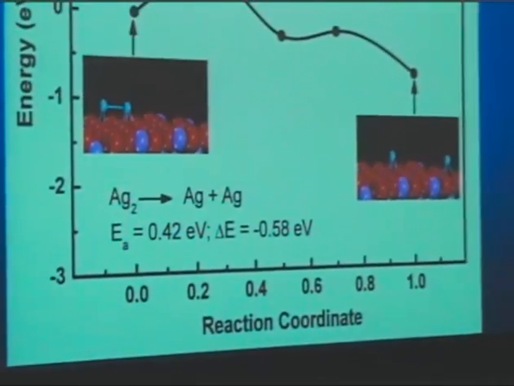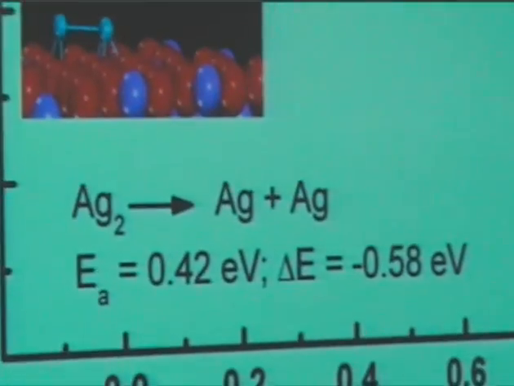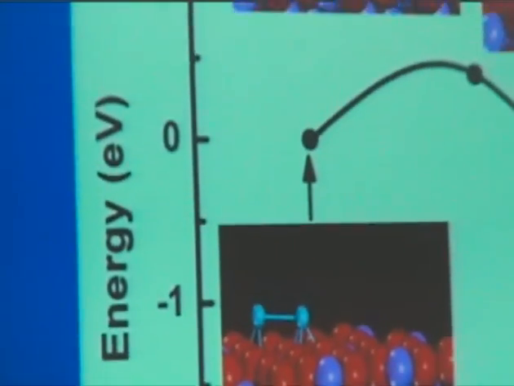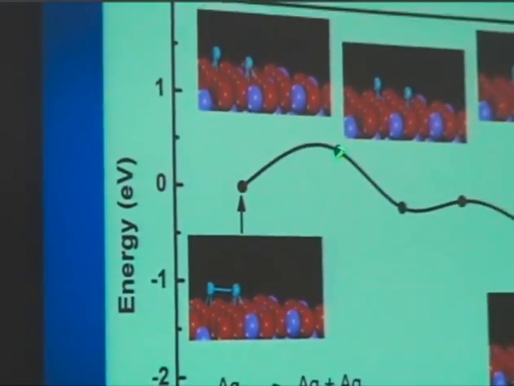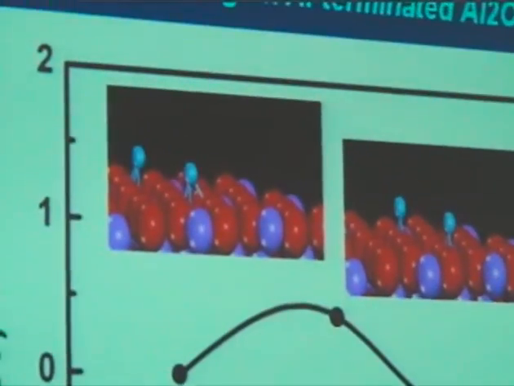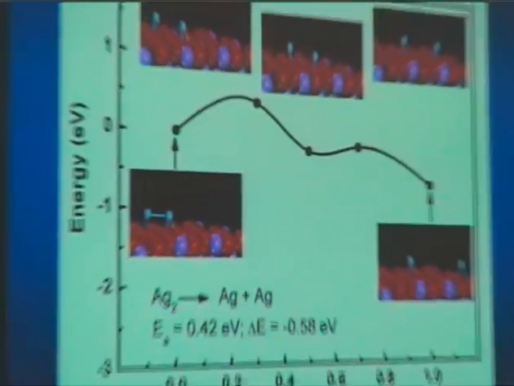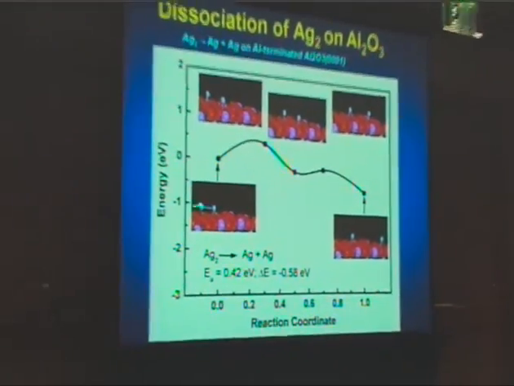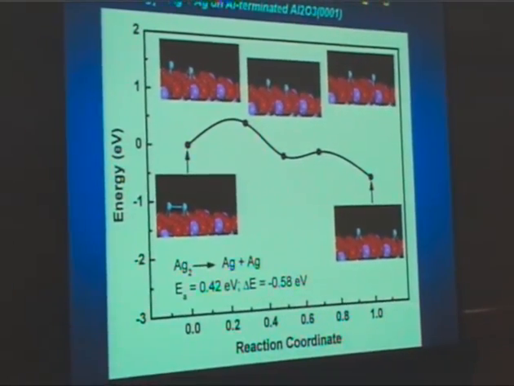And so we analyze various different clusters. This is a 2-atom cluster on an alpha aluminum oxide. You find the barrier here to dissociate this, to push these guys apart, is on the order of about 0.4 eV. So it's not all that high. You're breaking a single metal-metal bond in terms of doing this.